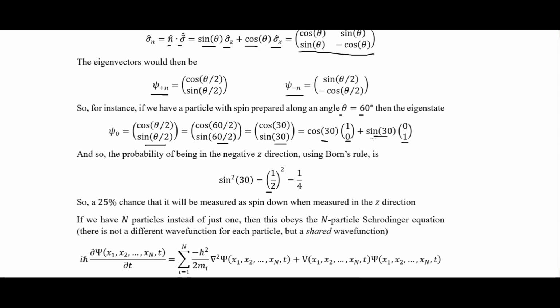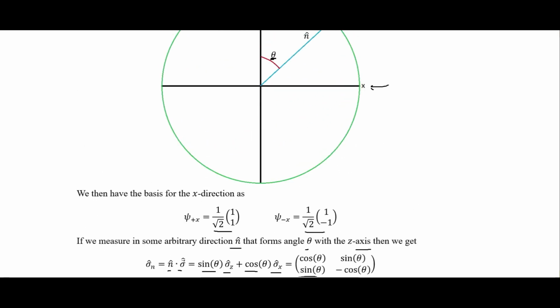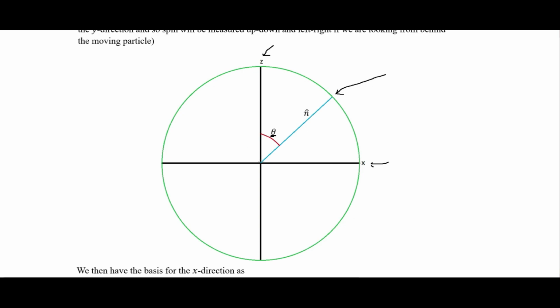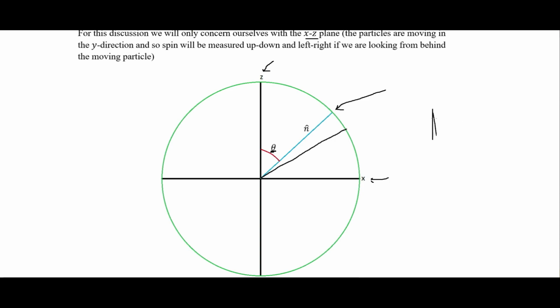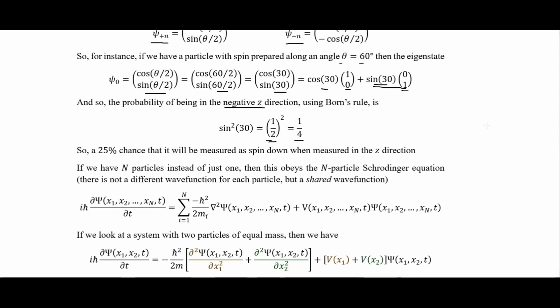well, we're looking at just this one because we want the probability of the negative z direction. And so that would actually be a 25% chance. And so if we are at a 60-degree angle, which would probably be kind of closer to right here, it's saying that there is a 75% chance of getting spin up and a 25% chance of getting spin down when you measure it in the up-down z direction.